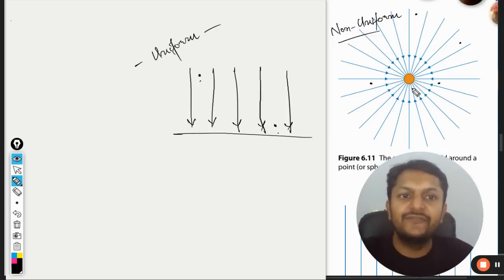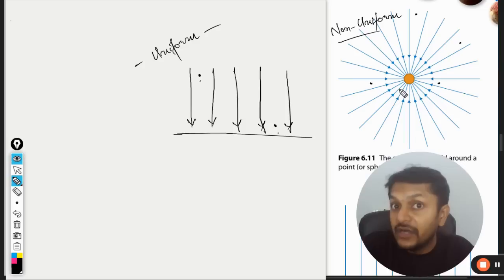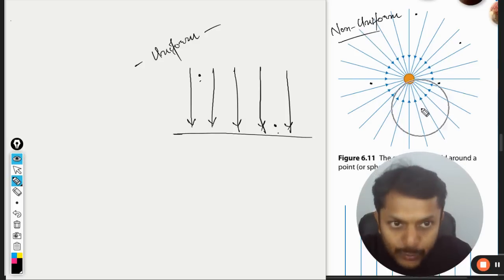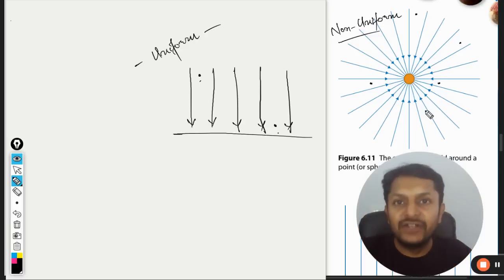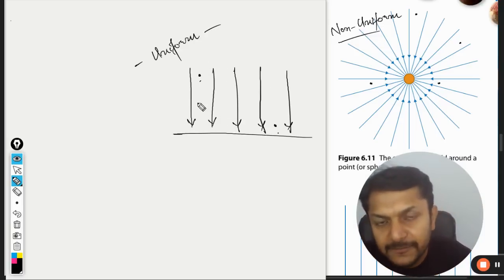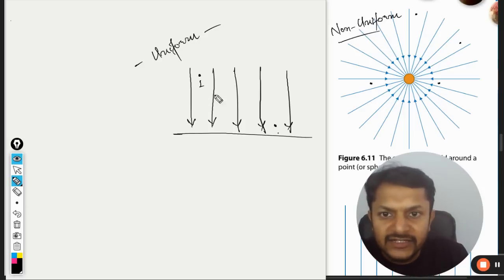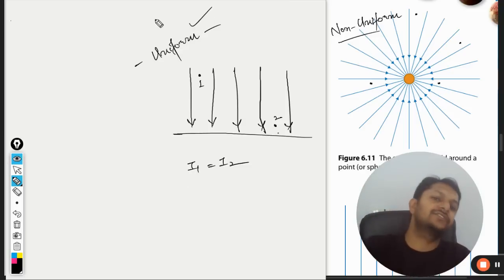But if you talk about really large distances comparable to the radius of the Earth, we will clearly find the gravitational field looking like this. That will become a non-uniform gravitational field. In this case, it will be a uniform gravitational field. This is point number one, this is two, so intensity one is equal to intensity two. This is called a uniform gravitational field.